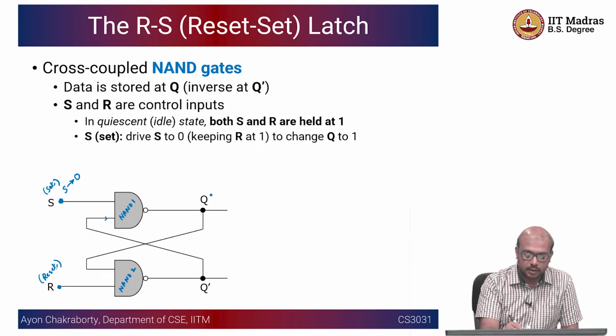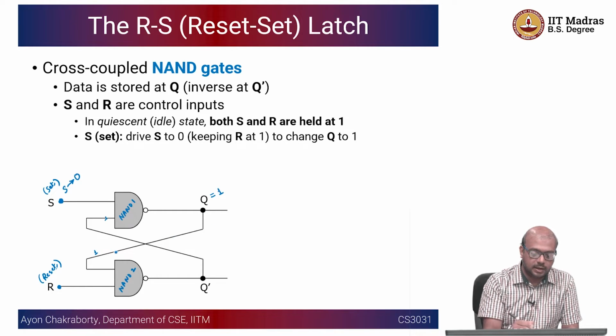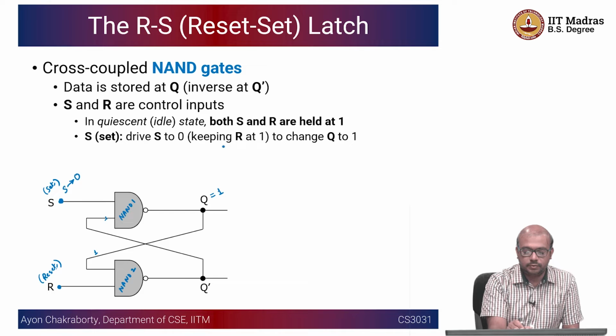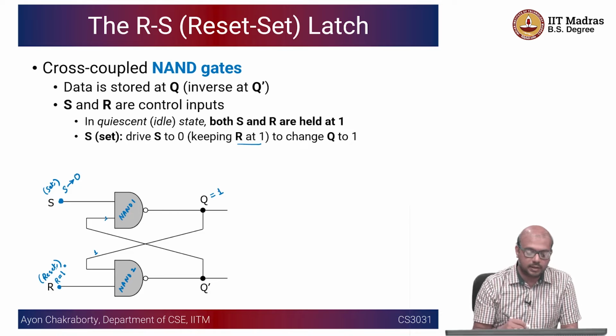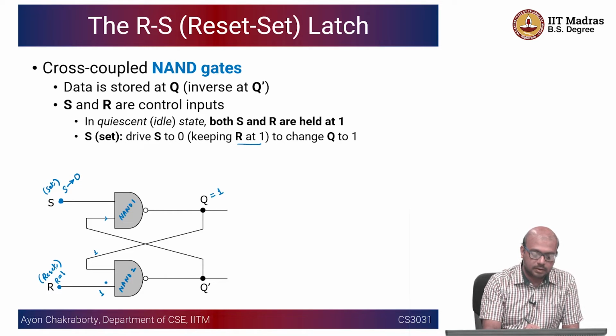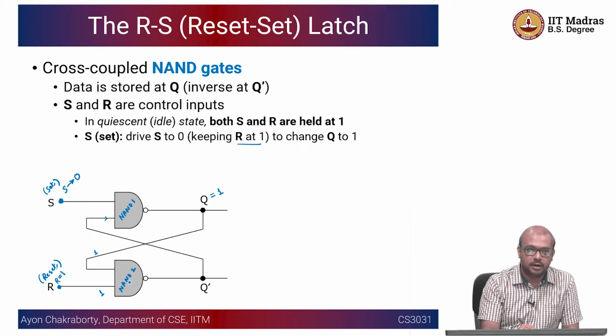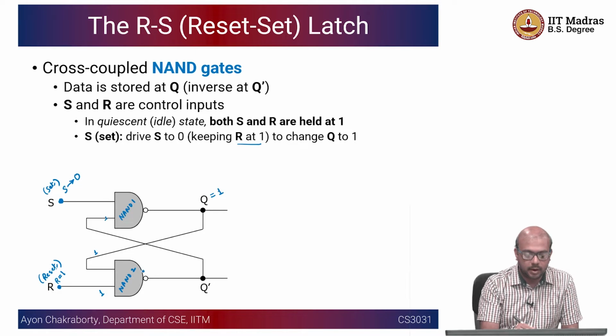Okay, Q is equal to 1, and if you have Q equal to 1, this is taking care of this particular line. And R, if you remember, drive S to 0, keeping R at 1. So this R is equal to 1. R is not being changed at all, right? Because that will change the complete equation. So if R is kept at 1, in that case 1 and 1, if it is an AND gate, the output is 1, but it's a NAND gate, so the output is going to be 0. So Q bar is going to be 0.